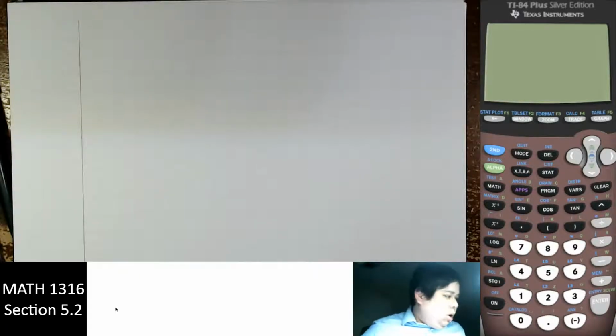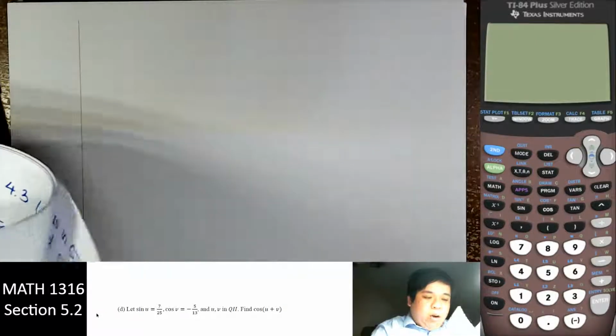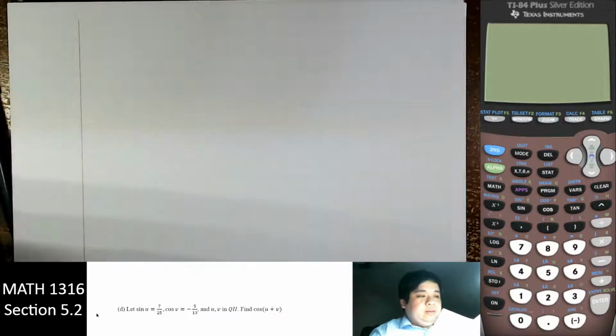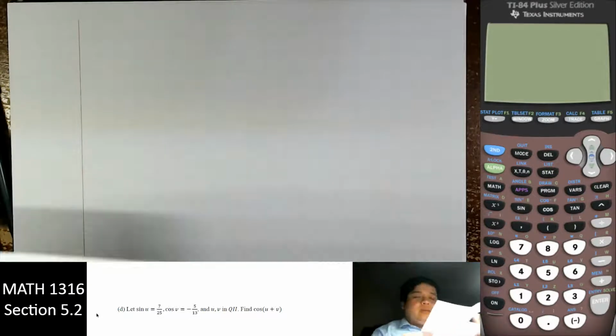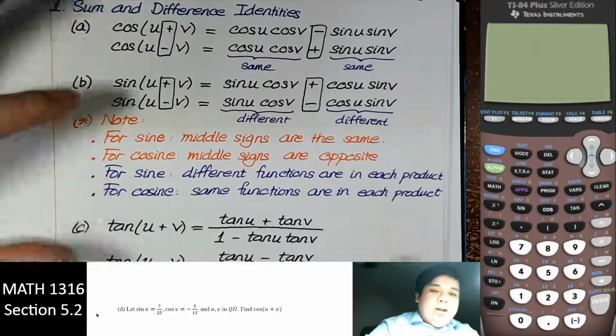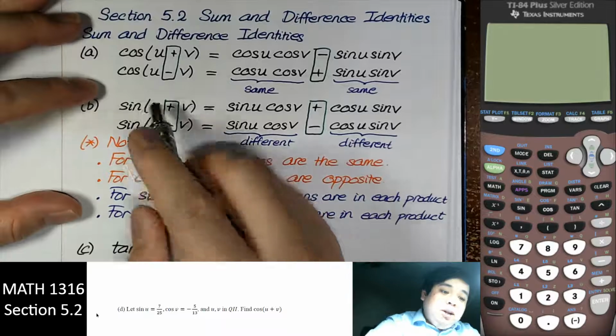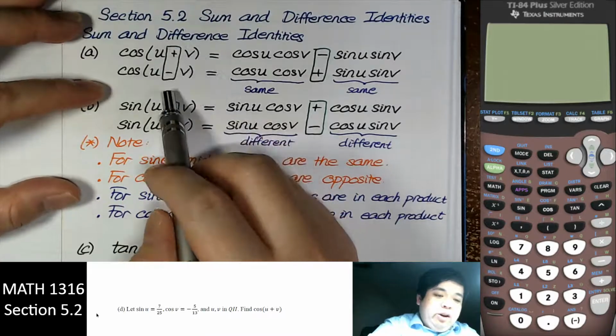Right. On Tuesday we stopped at section 5.2, sorry, about sum and difference of trigonometric functions. So that's what we have from last time. Cosine of a sum or difference.